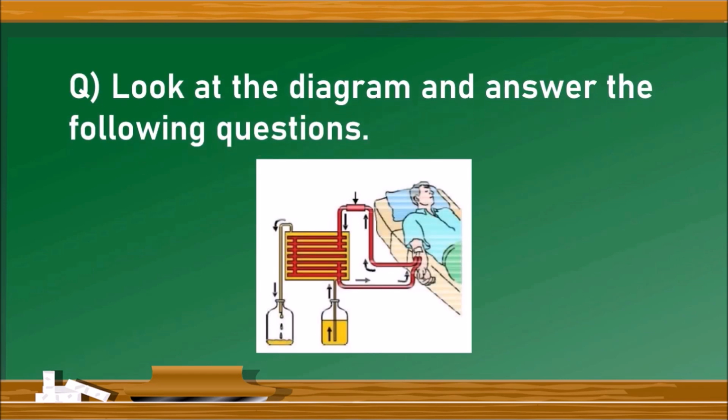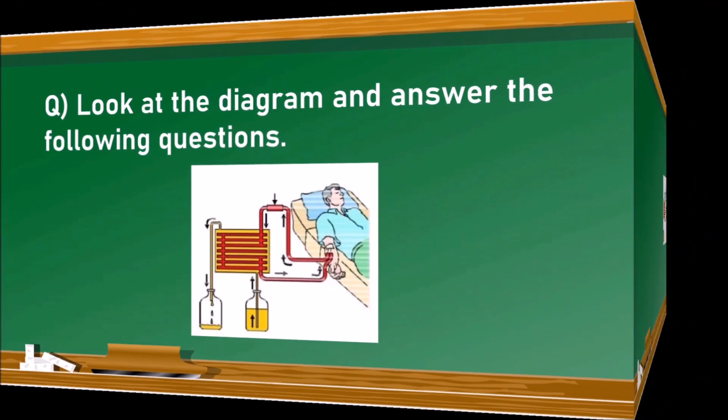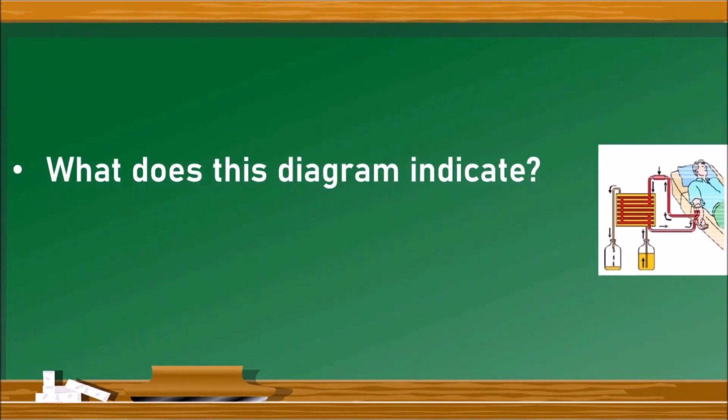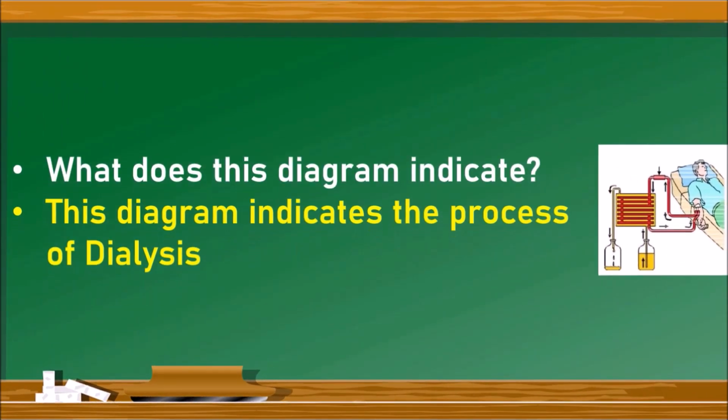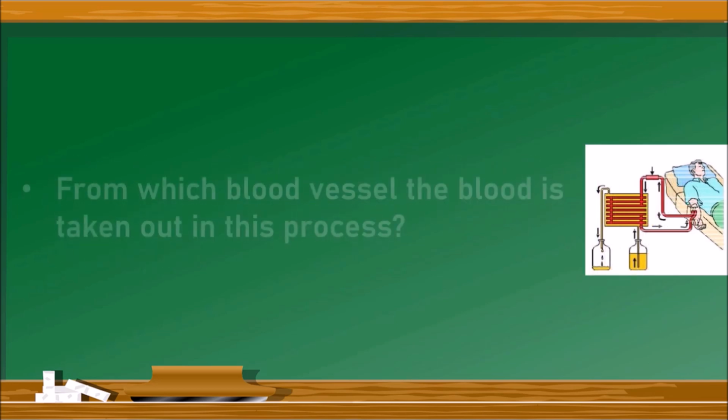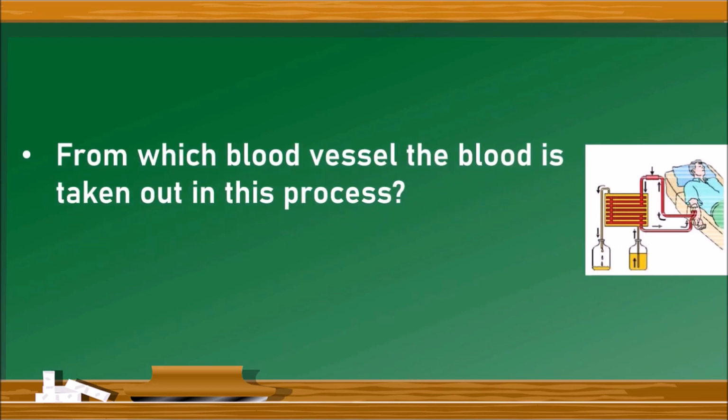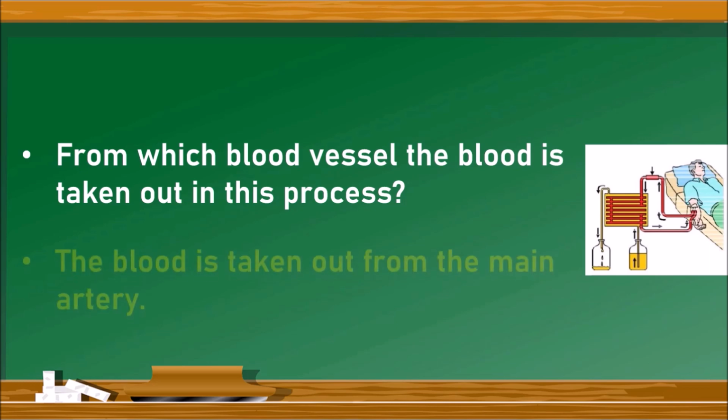There is a diagram of dialysis. Look at the diagram and answer the following questions. The first question is, what does this diagram indicate? This diagram indicates the process of dialysis. The next one, from which blood vessel is the blood taken out in this process? Actually, the blood is taken out from the main artery.